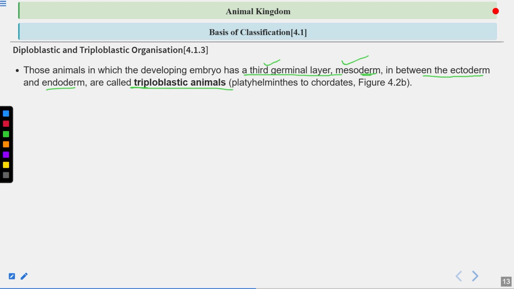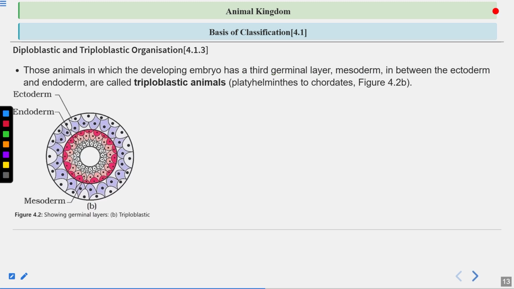So let us see the figure that gives you a clear-cut understanding. Here you can see this is the ectoderm, the outer ectoderm. And this particular layer is the endoderm layer. What about this red and this peach color? That is the mesoderm layer, the third layer in between the ectoderm and endoderm. This is the cellular layer, and it is found in between.